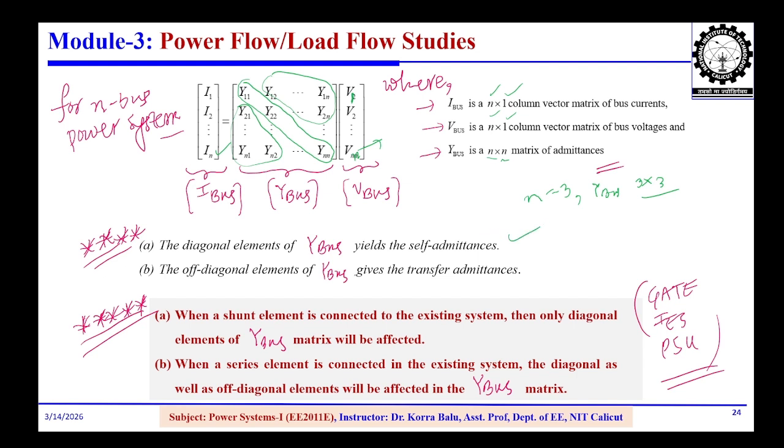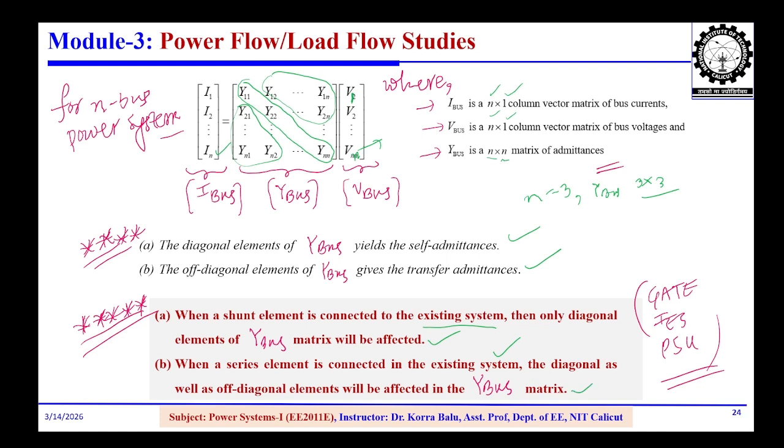The half diagonal elements of the Y bus give the transfer admittances, and this is a very important point: when a shunt element is connected to the existing system, only the diagonal element of the Y bus matrix is affected. When a series element is connected in the existing system, the diagonal as well as the half diagonal elements are affected in the Y bus matrix.